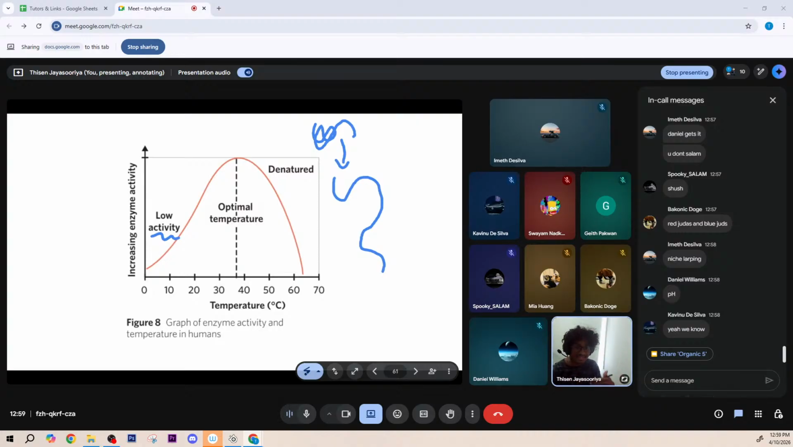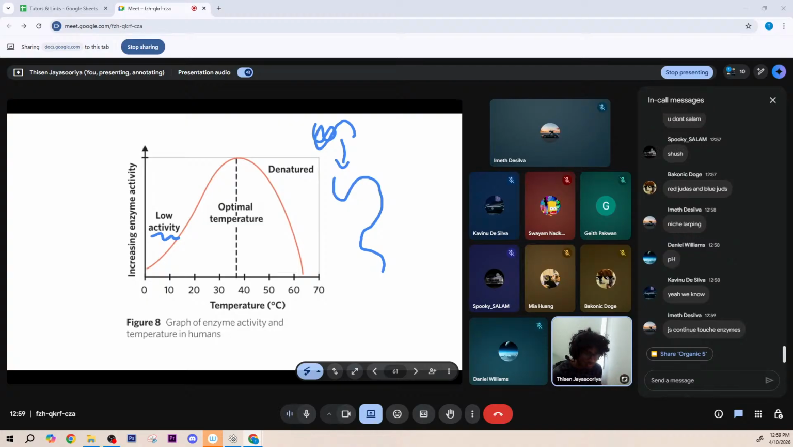So that's how denaturing, low activity, and temperature affect an enzyme. If it's too high, it denatures, and the bonds break between the primary, secondary, and tertiary structure. If the activity is too low, the enzyme stops working.